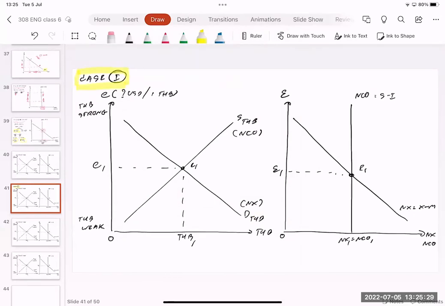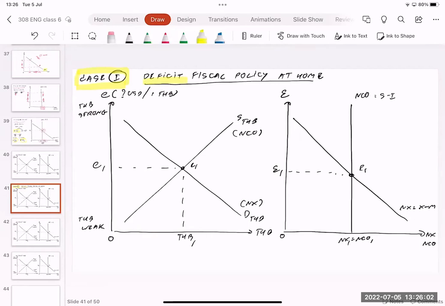Starting with case number 1, I'm going to use the case that we learned before from the previous class. Case number 1: if we have a deficit fiscal policy at home. At home means used by our country.